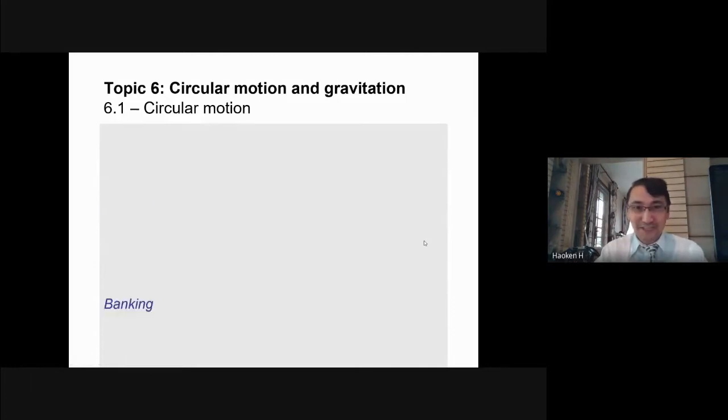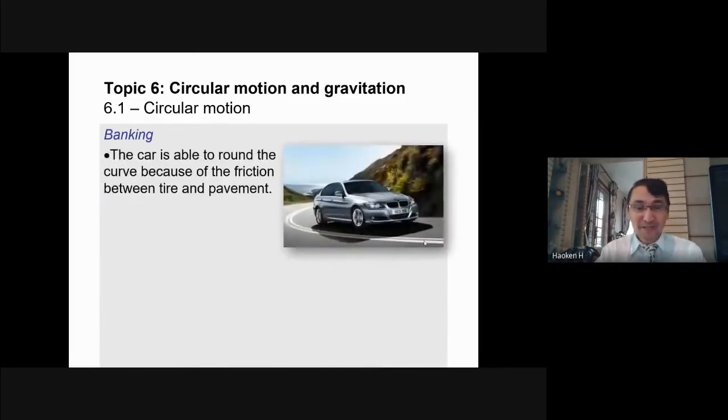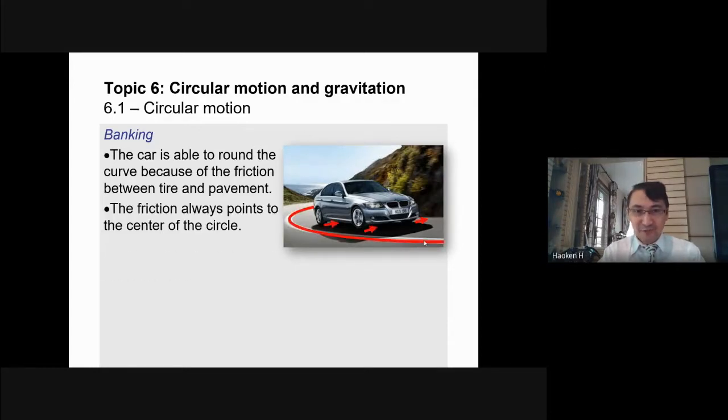Circular motion, we start with a real world problem. The car is able to round the curve because of the friction between tire and pavement. So if you look at the curve, the friction always points to the center of the circle.